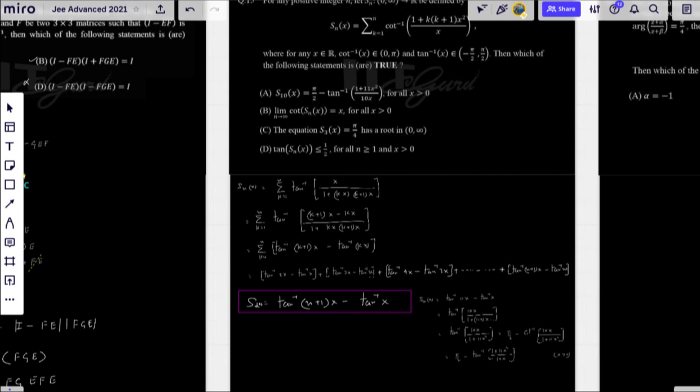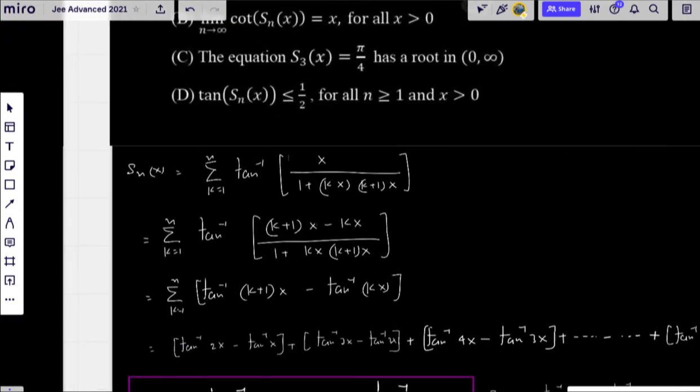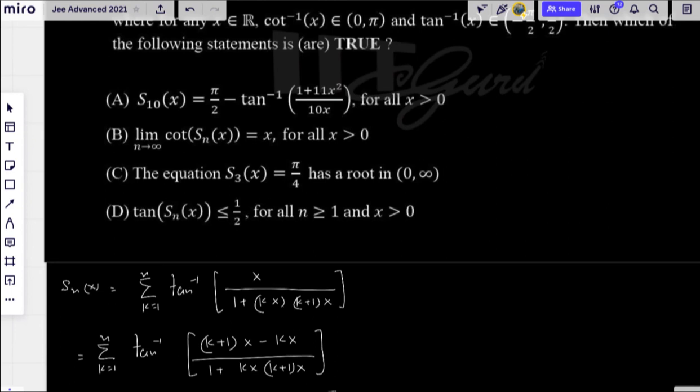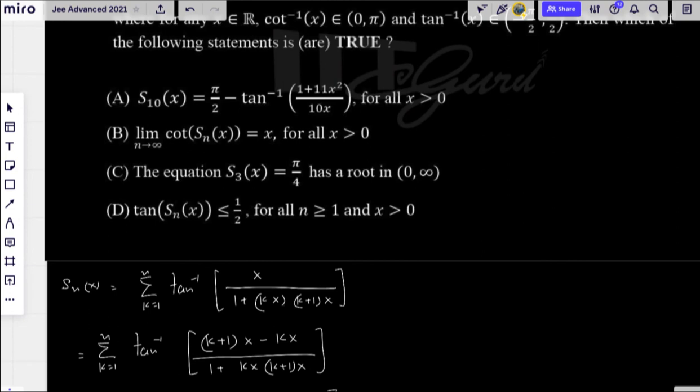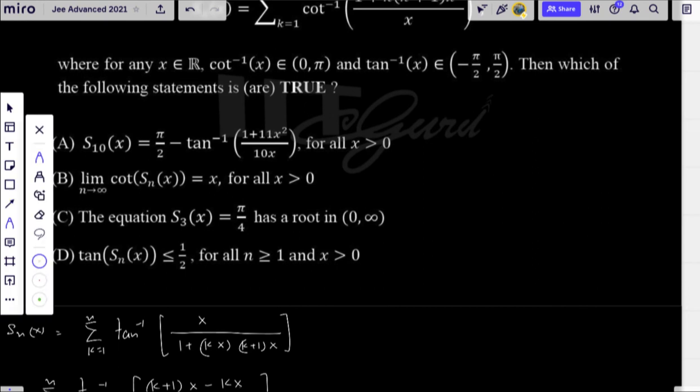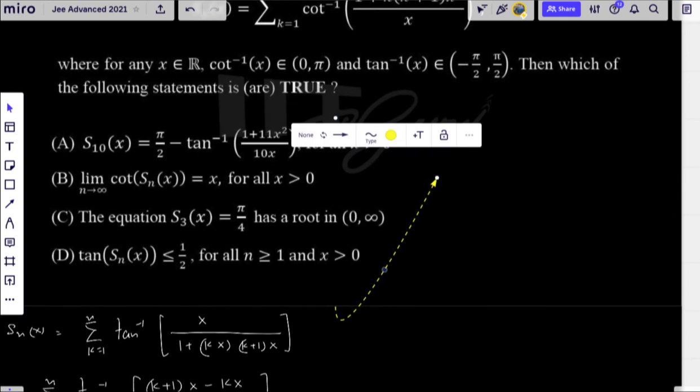So for B option, think about cot of Sn of x. So cot of Sn of x, we have to convert in terms of tan. Then after we will go on. So better, just for limit n tends to infinity, may I write here? Limit n tends to infinity for B option. What we say? Limit n tends to infinity, Sn of x. This we can cover up here.